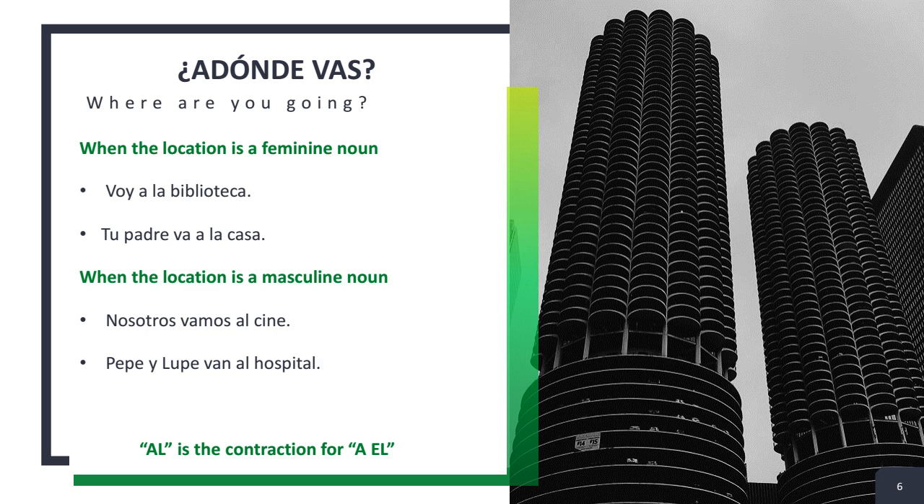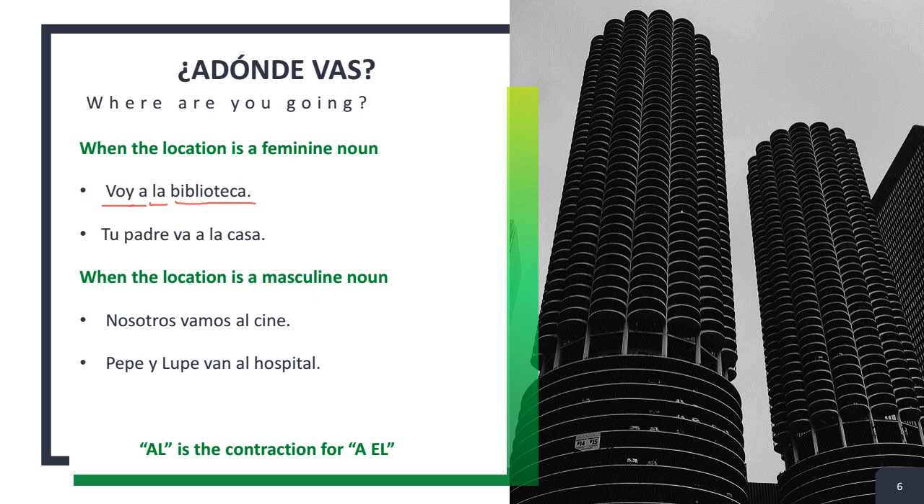So, like I said, we can use the verb ir to talk about places that we like to go. When we're talking about a place that we like to go that is a feminine noun, like my examples here, la biblioteca or la casa, we are going to set our sentence up like I have in these two examples. The first one here, voy a la biblioteca. Voy is I go, a is to, la is the, and biblioteca is library.